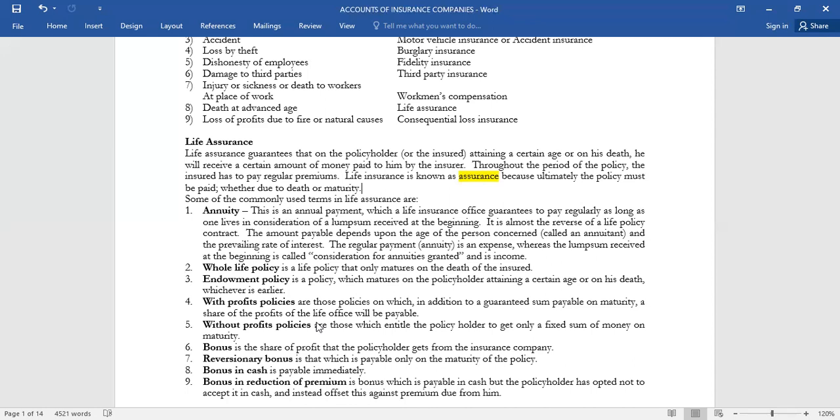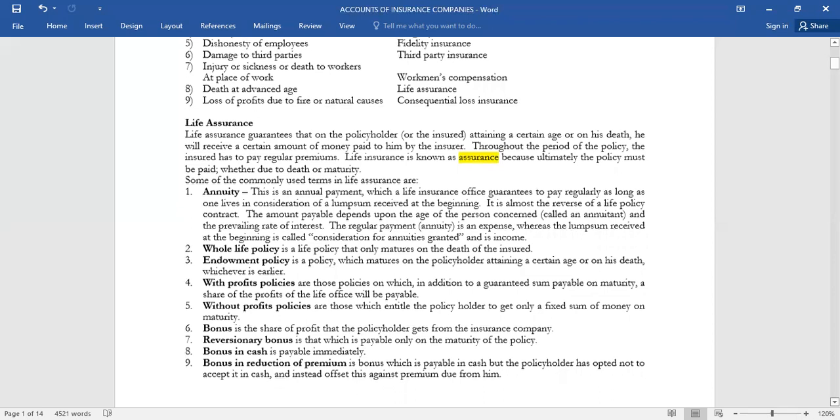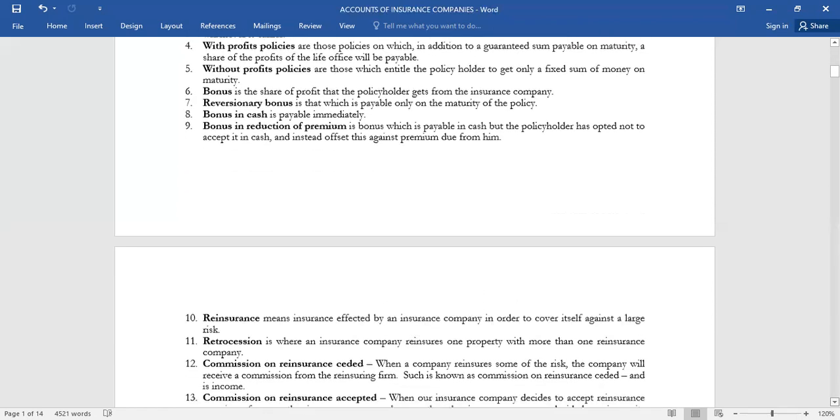Then bonus in reduction of premium. Some insurance company will say, look, instead of you paying us, let's say the policy document indicates that you are supposed to be paying 10,000 every month, and they have declared a bonus of 2,000. What they'll do is they are going to reduce the premium by that amount. So you will be asked to pay 8,000, and of course 2,000 will now be catered for by the bonus. That's why we are calling it bonus in reduction of premium.